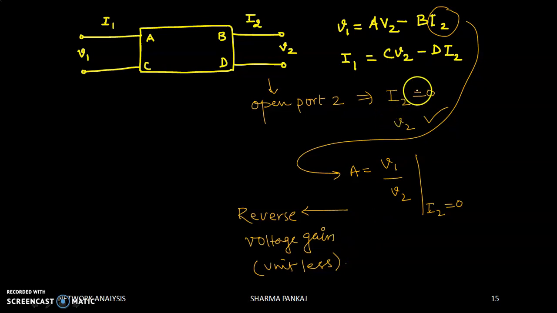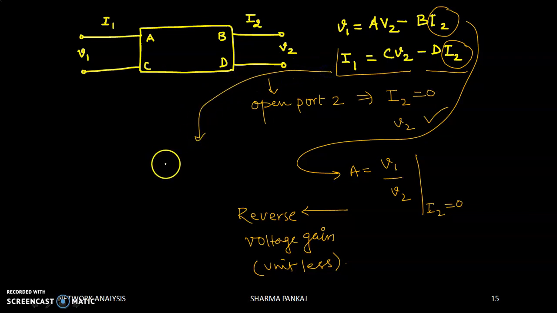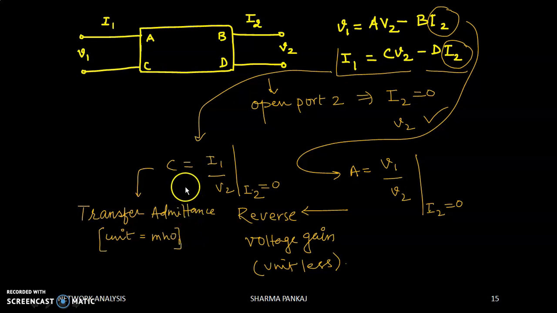Also, see this. If I2 is 0, this term will vanish, and we get from this C is equal to I1 upon V2, under the condition that I2 is 0.